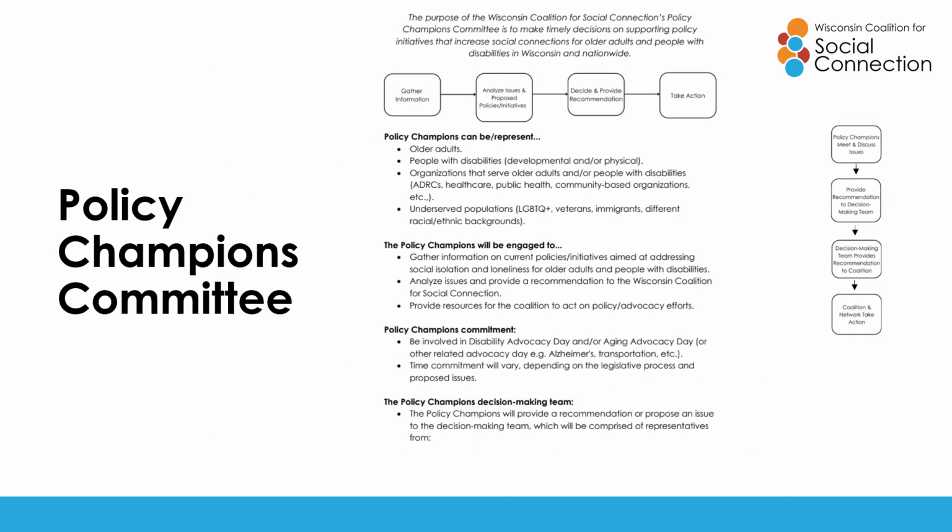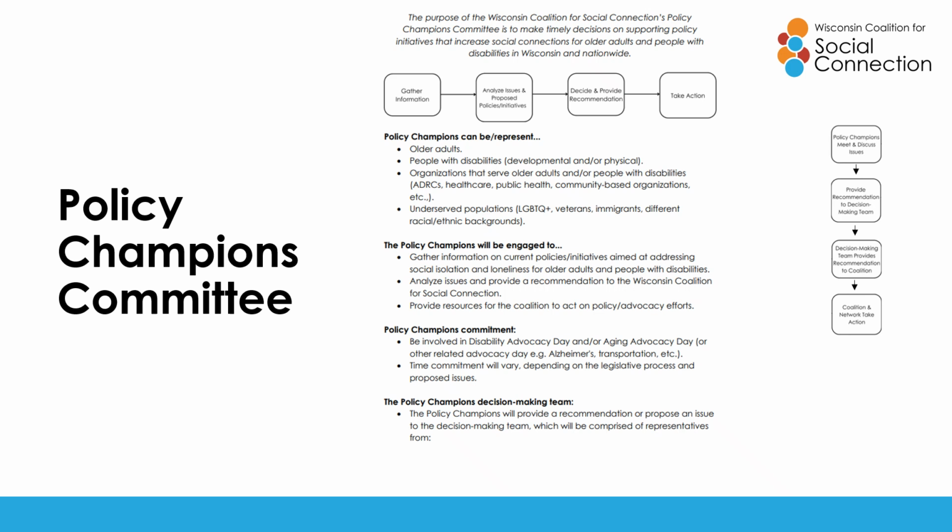The coalition's only long-term committee at this time is the Policy Champions Committee. This committee first met in October of 2024. The committee's purpose is to make decisions on supporting policy initiatives that increase social connection for older adults and people with disabilities, as well as to provide resources for our coalition to act on policy and advocacy efforts.